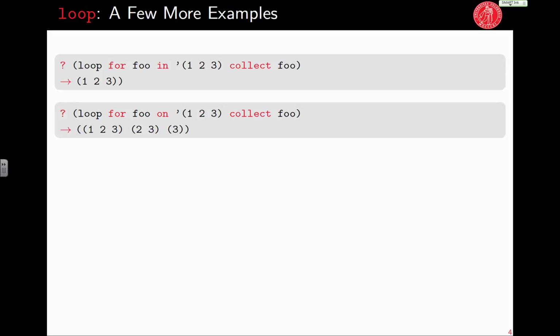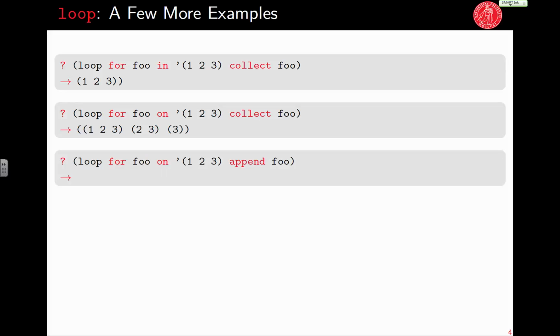So here, the first iteration step, foo on a list is the list at large. Second step, it's the list minus the first element. Last step, it's the list minus the first two elements. So the empty list will terminate this loop for foo on. These are complementary. One iterates over the firsts, the other iterates over the rests.